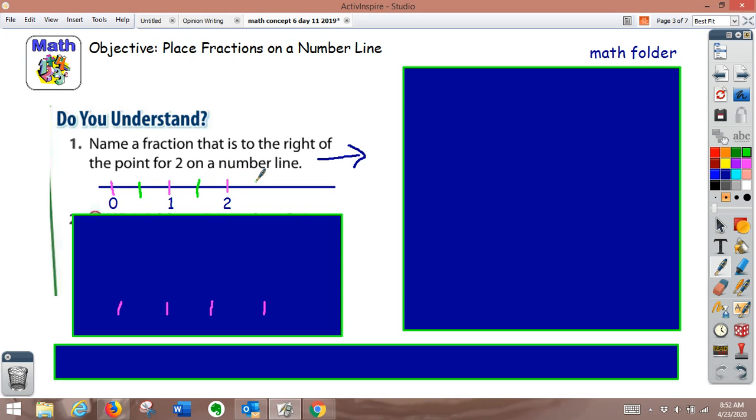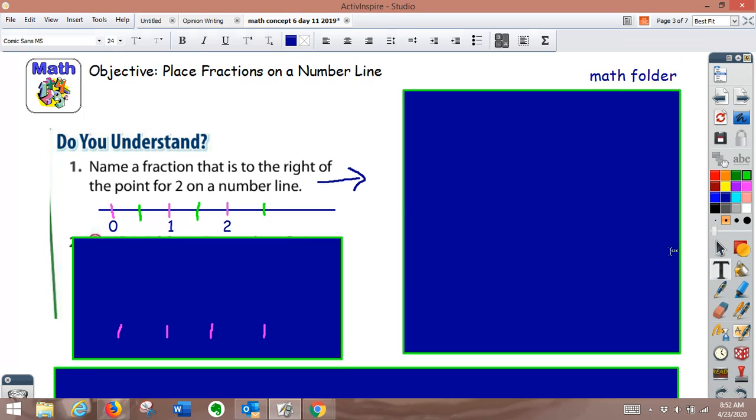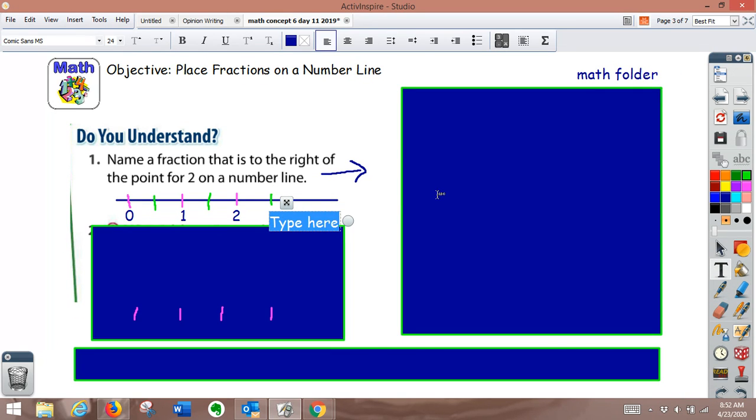So over here on the other side, I'm going to have 5 halves. That's a fraction that is to the right of the 2. And not to the left over here. That gets smaller, but I want to go larger. Okay? What's another way I could say 2? It's 1 whole, isn't it? That'd be 4 halves. Okay. So to the right of the number line.